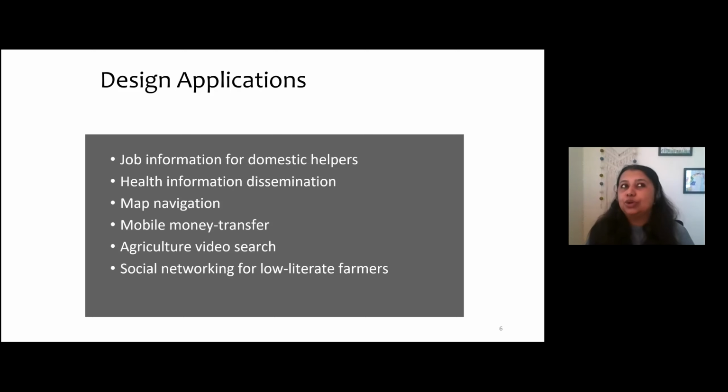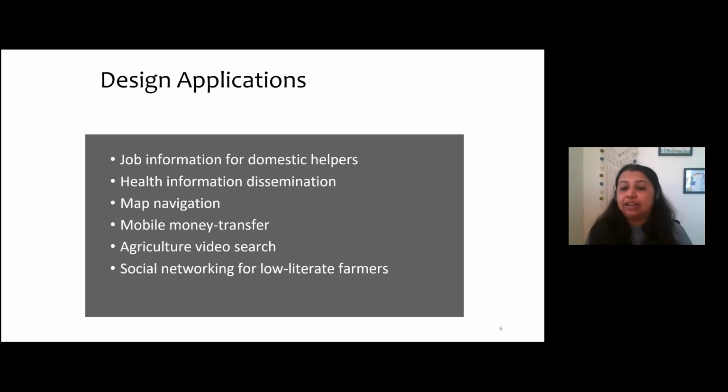There's also health information dissemination that we've looked at. We saw that at many government hospitals in India, there are very long queues. People are waiting to see the doctor because the doctor-patient ratio is skewed. So while people are waiting, how can we meaningfully disseminate health information to these patients? Then there's how can you design maps which are text-free, where there's no text, for people who cannot read or write?